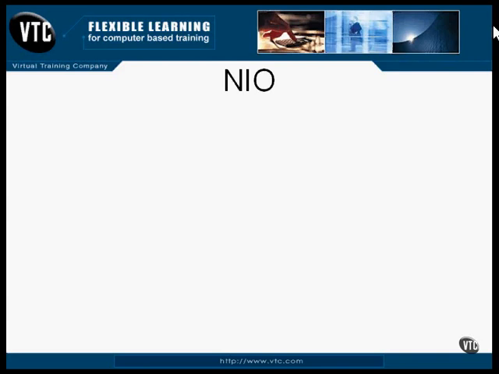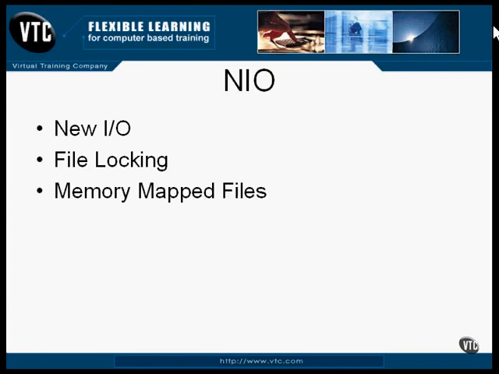The letters NIO stand for New I/O. Its purpose is not to replace the existing streaming I/O. It's meant to add to it, to make it easier to do some things that are difficult to do now. You can lock regions of a file and prohibit other programs from reading or writing until you release the lock. You can have the contents of a file appear in memory in your program so you can randomly read from it and write to it.